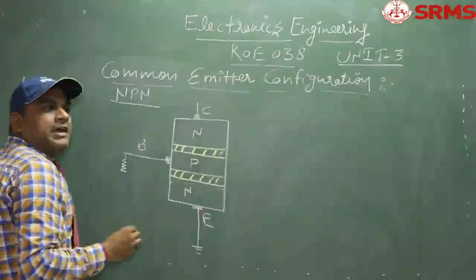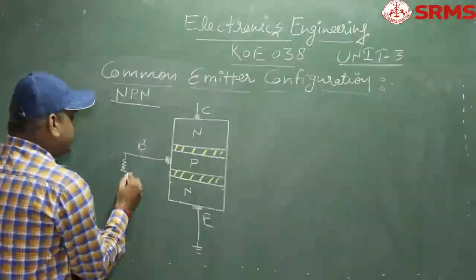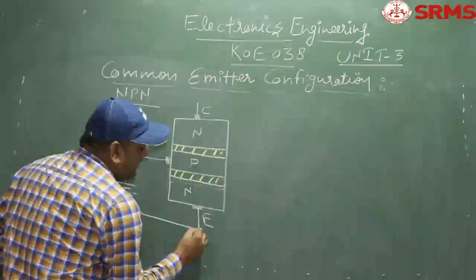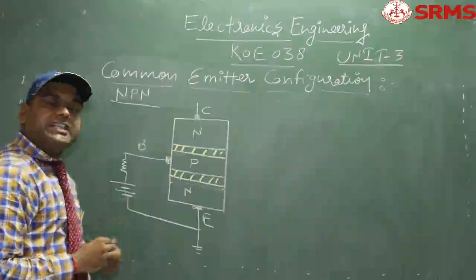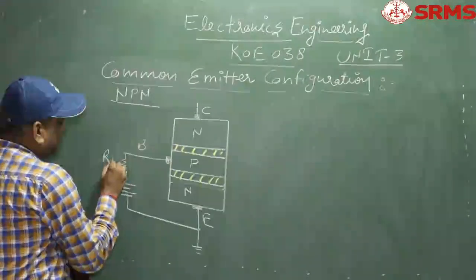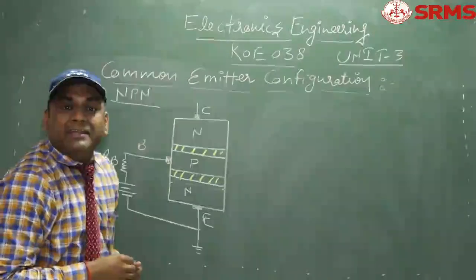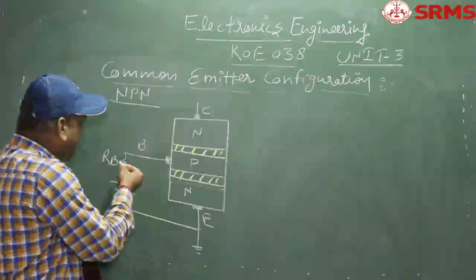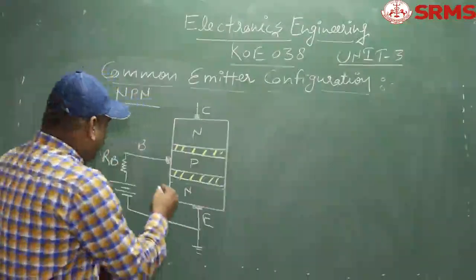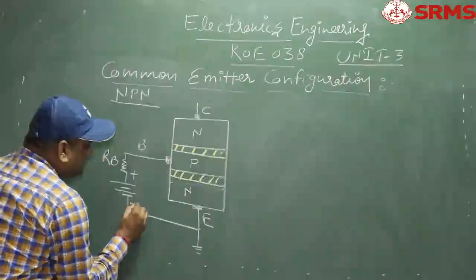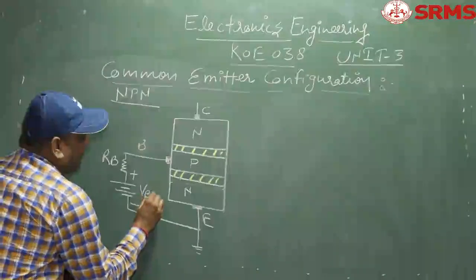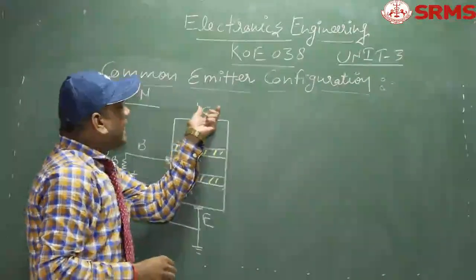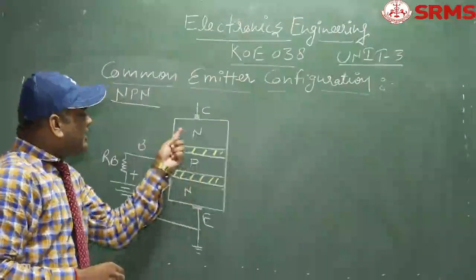We will apply positive voltage at the P region with respect to the emitter terminal. That resistance is known as RB, which is basically used for controlling the amount of current. So this is defined as a current limiting resistance, and here this is positive voltage, and that is known as VBB.